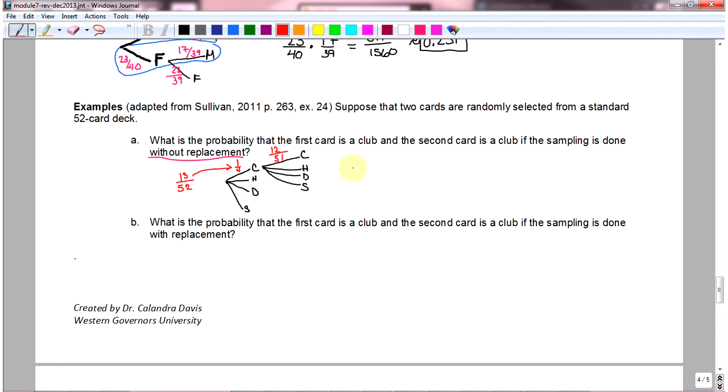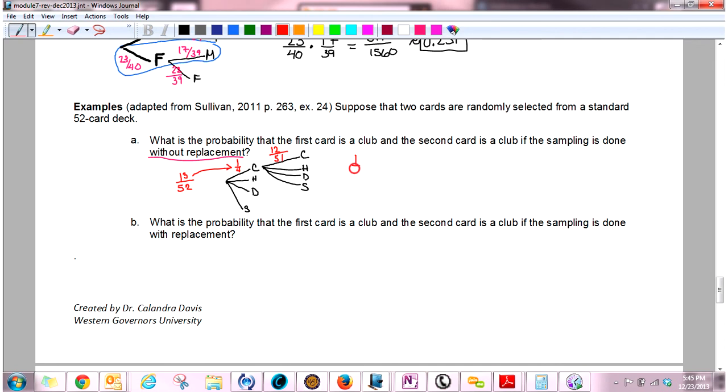So to get our probability, we multiply. So 1/4 times 12 over 51. Can do a little simplification. And we get 3 out of 51, which simplifies to 1 out of 17.